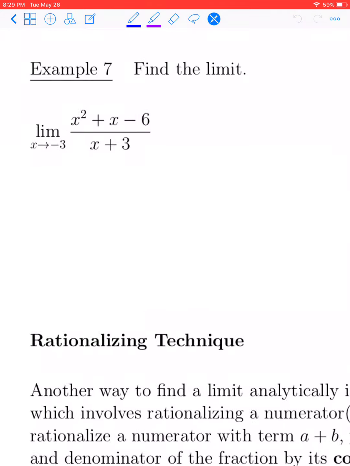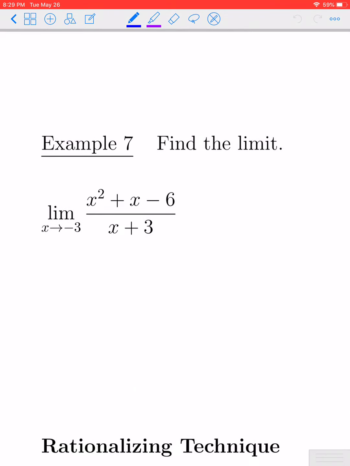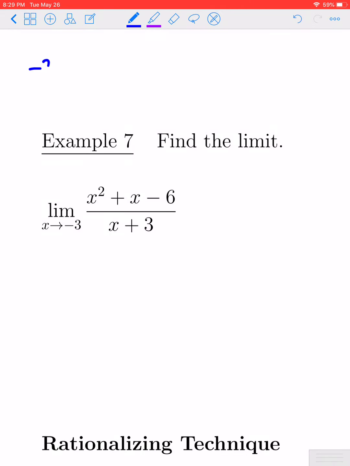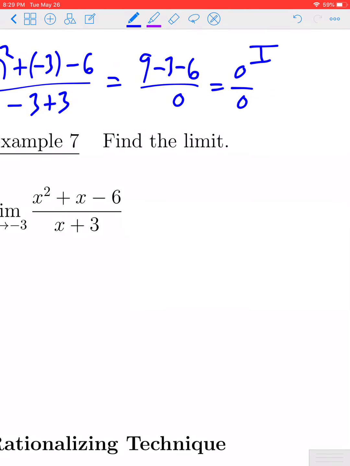Let's do another one of these. In example 7, we want to find the limit. If I try to plug negative 3 in immediately, we would have negative 3 squared plus negative 3 minus 6, all divided by negative 3 plus 3. That's going to give us 9 minus 3 minus 6 over 0, which is once again 0 over 0. So if we try direct substitution, we get that indeterminate form 0 over 0.